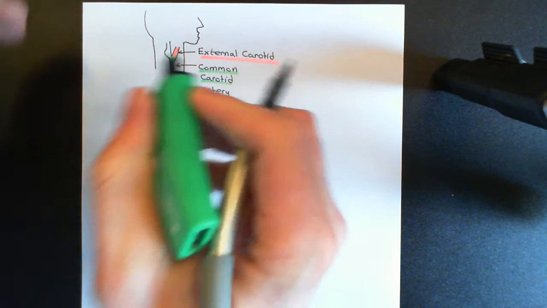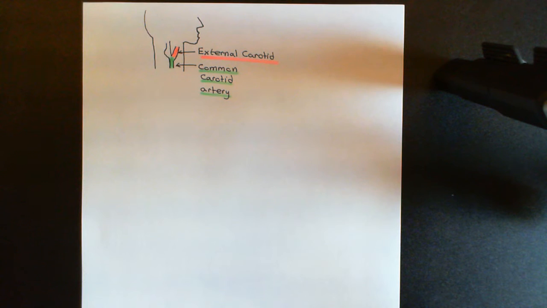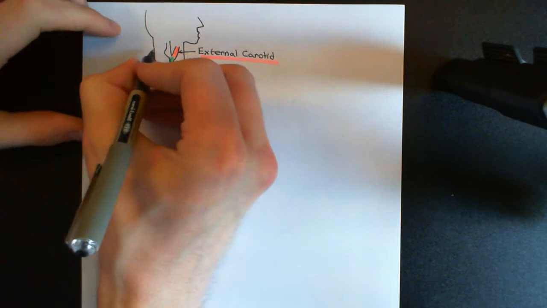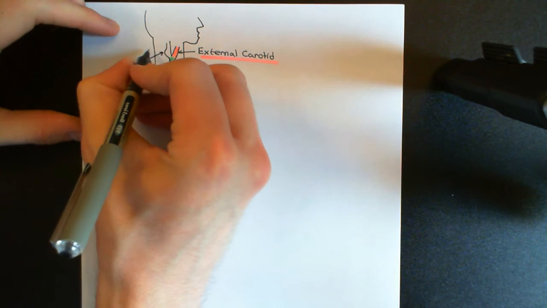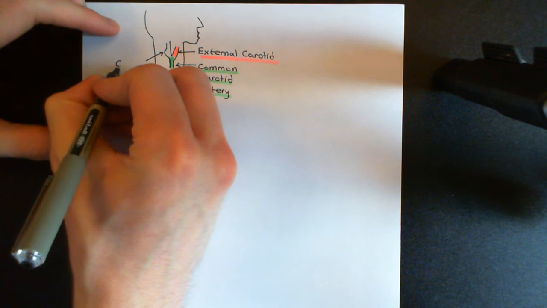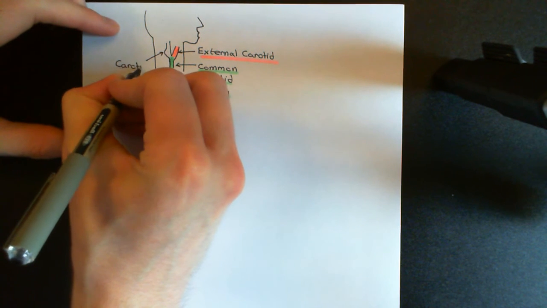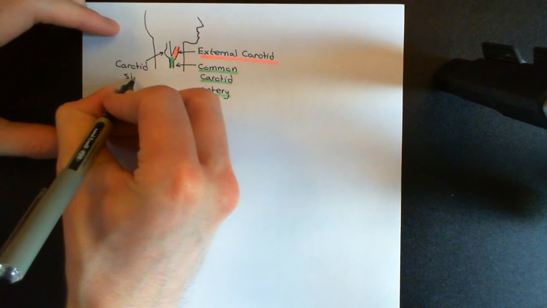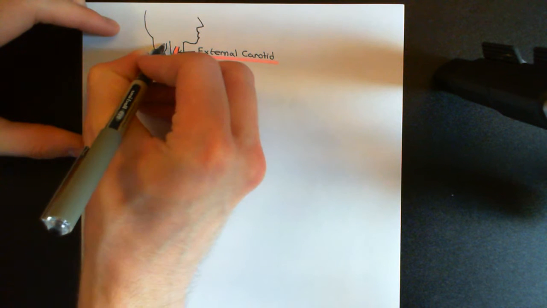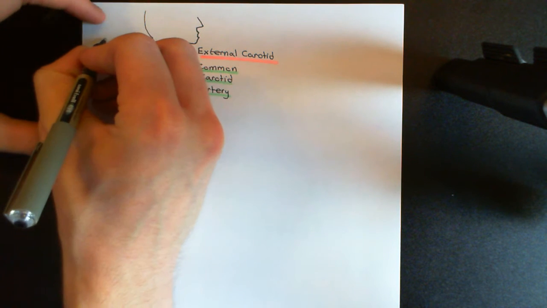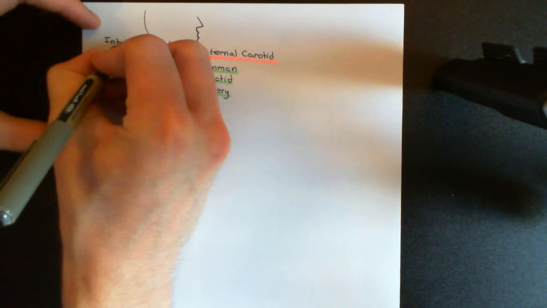And now the other branch then, that we've bifurcated into, the one that's more posterior here, this is of course the internal carotid artery, and that swelling there, that is what is known as the carotid sinus. Okay, and this is what we're going to try and massage in the vagal manoeuvre. So this artery here is the internal carotid artery.